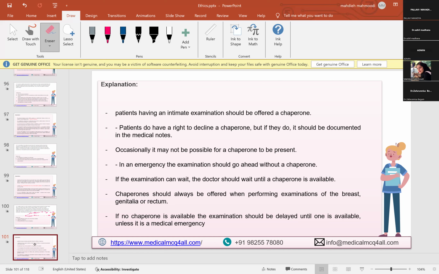So what are the intimate examinations? Breast, genitalia, and rectum.